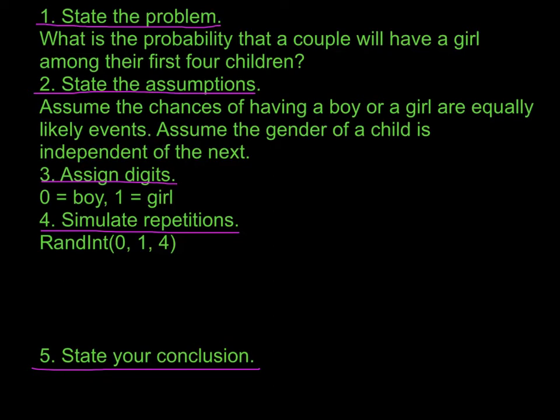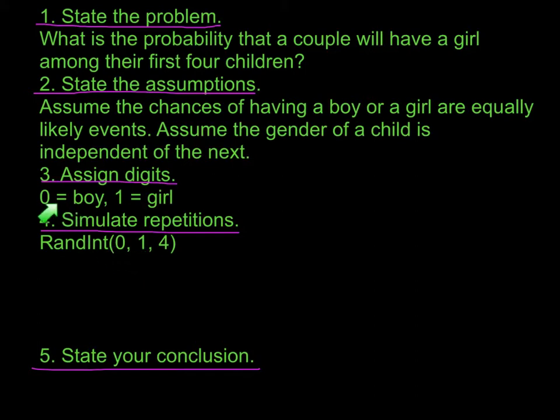As we get to assigning our digits here, we're going to use the calculator on this one. I believe the directions tell us to do so. So I'm going to use my random integer function, and I'm arbitrarily picking 0 for boy and 1 for girl. You want to pick integers that are next to each other. Then when you're typing them into your calculator to simulate the repetitions, you will go from 0 to 1 so that only those 2 digits will show up.